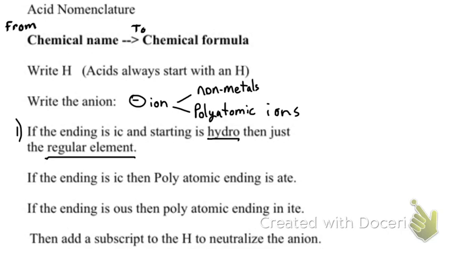These next two rules are for polyatomic ions. So rules 2 and 3 are for polyatomics. If the ending is ic in the acid name, then the polyatomic ending is ate. An example of this would be if you had acetic acid. Because the ending of the acid is ic, the polyatomic ion would have the ending ate, so it would be the acetate polyatomic ion.